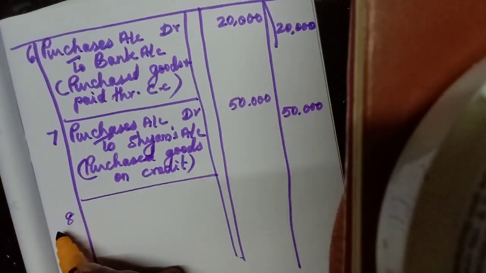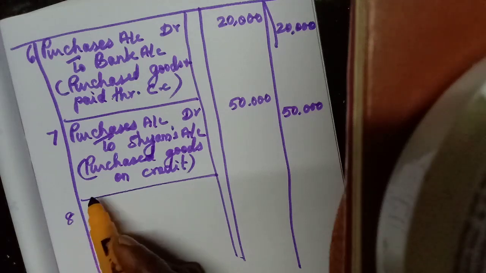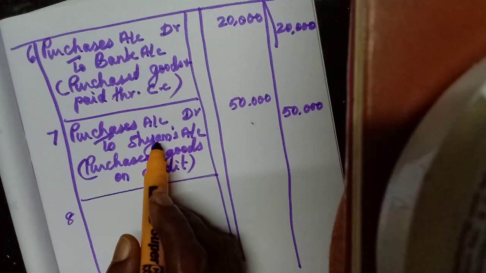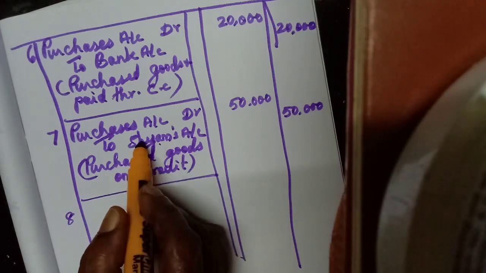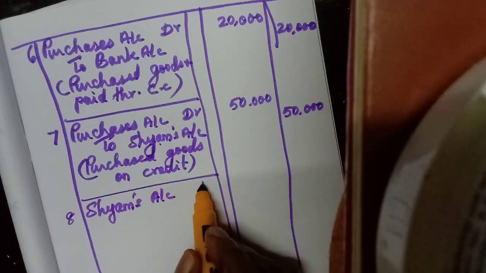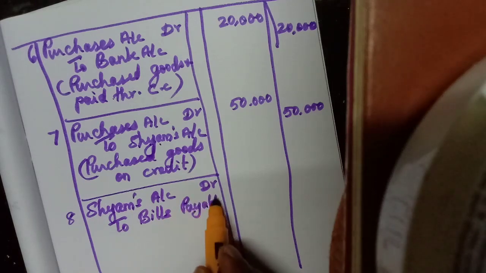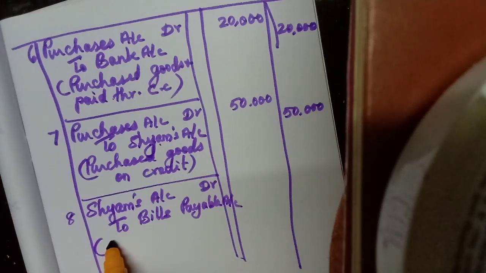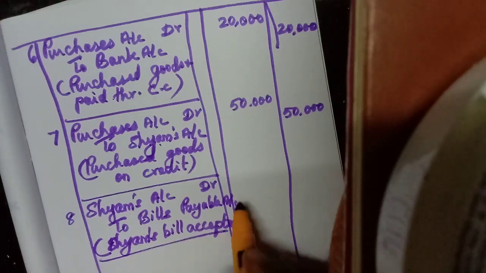Then 8. Bill drawn by Shyam was accepted for rupees 50,000. So we have to see here. Shyam, we have purchased goods, isn't it? So he has drawn a bill. This bill we need to pay, bills payable. So we have to debit this Shyam's account. Okay. Shyam account debtor to bills payable. This bill we need to pay. Bills payable account. Shyam's bill accepted. Okay, 50,000, full 50,000.